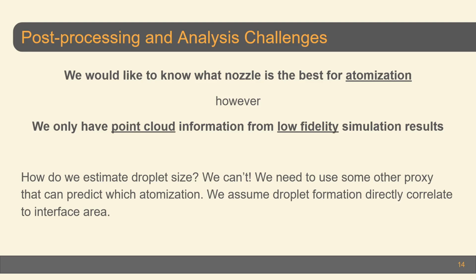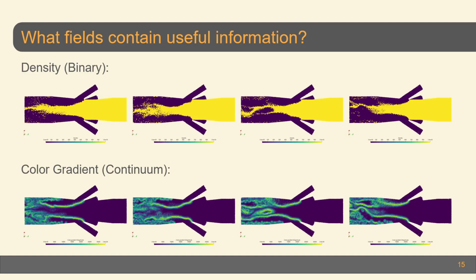This means that we don't have particles that are small enough to really resolve individual droplets. So how do we estimate droplet sizes if we can't actually resolve droplets? Well, the short answer is we can't. So we need to use some other proxy that can predict which types of nozzles promote atomization. For this, we assume that droplet formation directly correlates to interface area. This of course means that we need to find a way to resolve these interfaces to begin with. Said differently, we need to be able to distinguish one phase from the next.